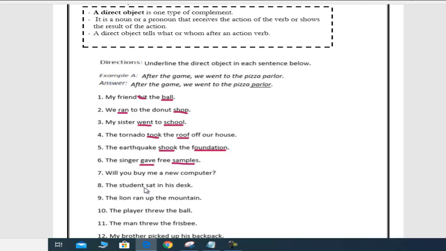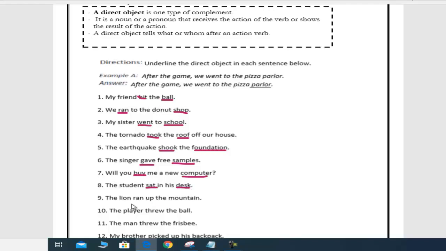Will you buy me a new computer? Buy is the verb. What will you buy? Computer. So computer is the direct object. The student sat in his desk. Sat is the verb. Where did the student sit? Desk. So desk is the direct object.